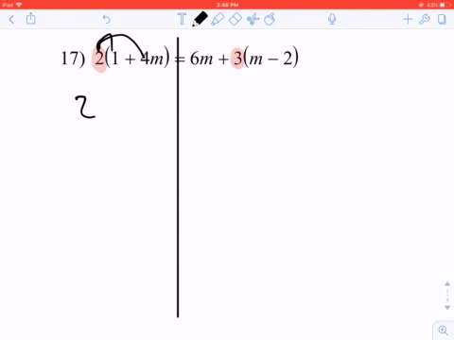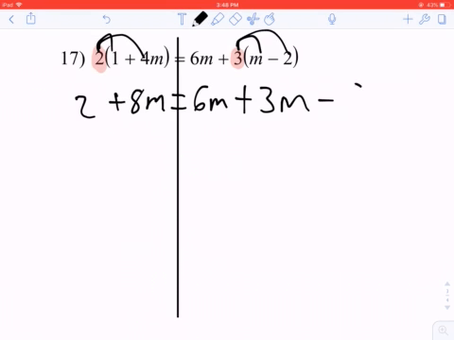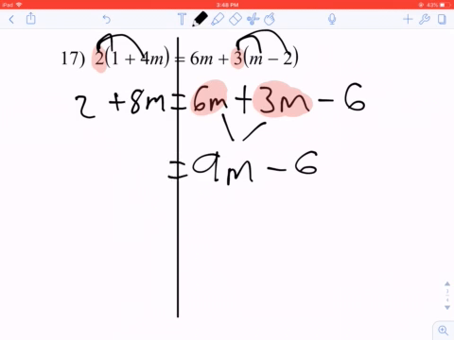2 times 1 is 2, and 2 times 4m is 8m. This 6m hasn't changed, so I'm just working from left to right, writing my work down. And then we'll do 3 times m to make 3m, and 3 times negative 2 to make negative 6. There's a lot going on here. The first thing that we want to take care of is we want to clean up any like terms that we have on the same side of the equal sign. So 6m and 3m, signs are the same, we will add them and keep the sign to make 9m minus 6. I'm just rewriting my work now. 8m and 2.